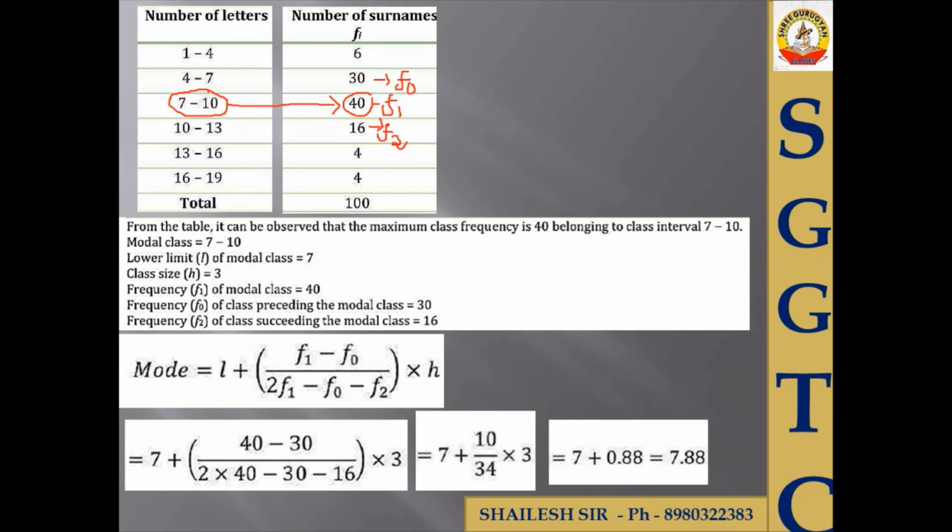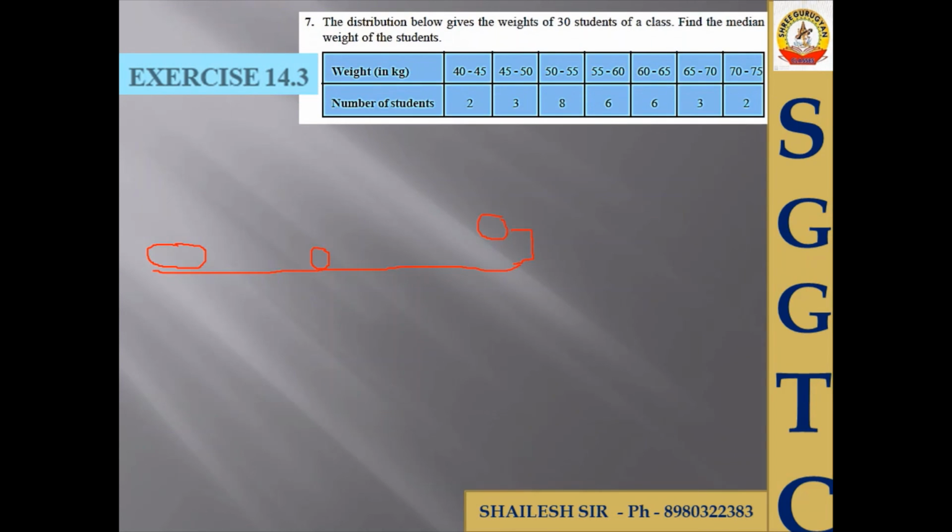Correct, no? Here 30 is F0. Here F1. And that is your F2. And students, all these values. 14.3 is the 7th one. Find the median only, it is asking. So median-wise, students, I just create these values.